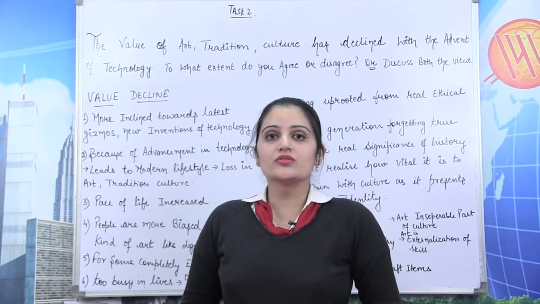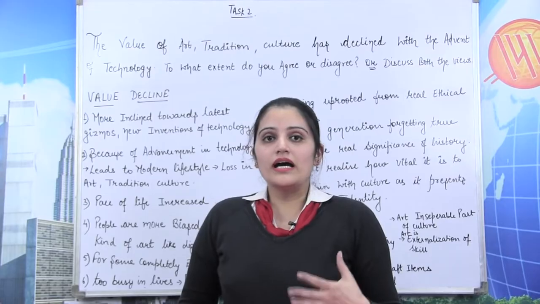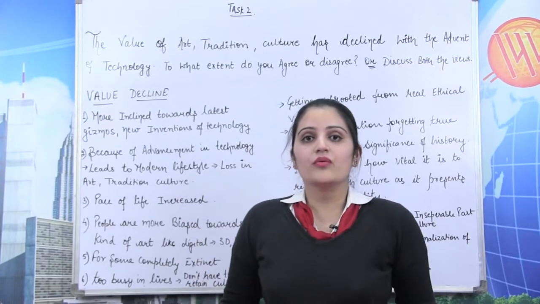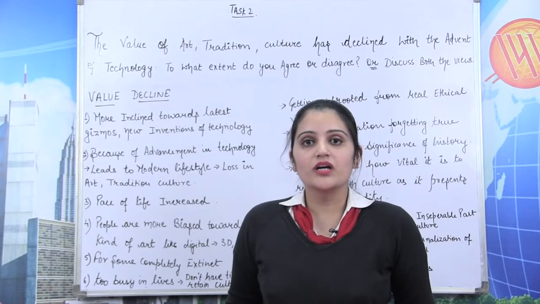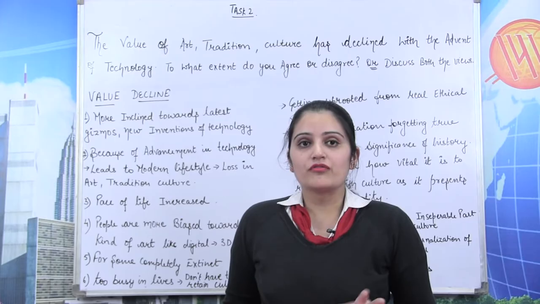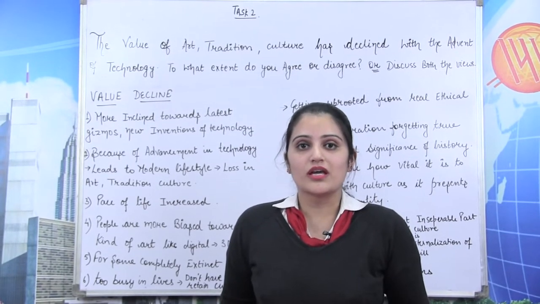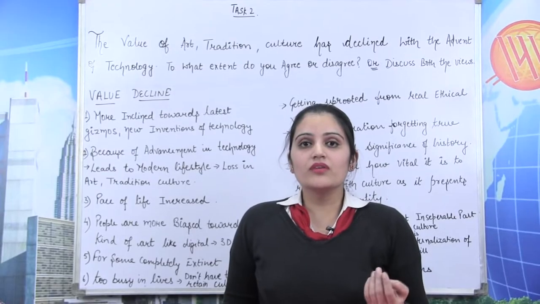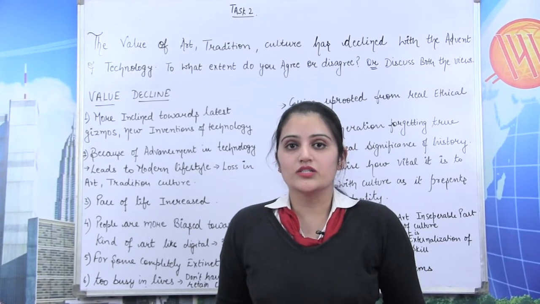Today we are going to discuss something about Task 2. As you all know, in Task 2 we have 22 themes and the exam comes out of those 22 themes. From each theme, 3 to 4 questions can come. Today we are going to discuss one of the themes, that is art, tradition and culture.